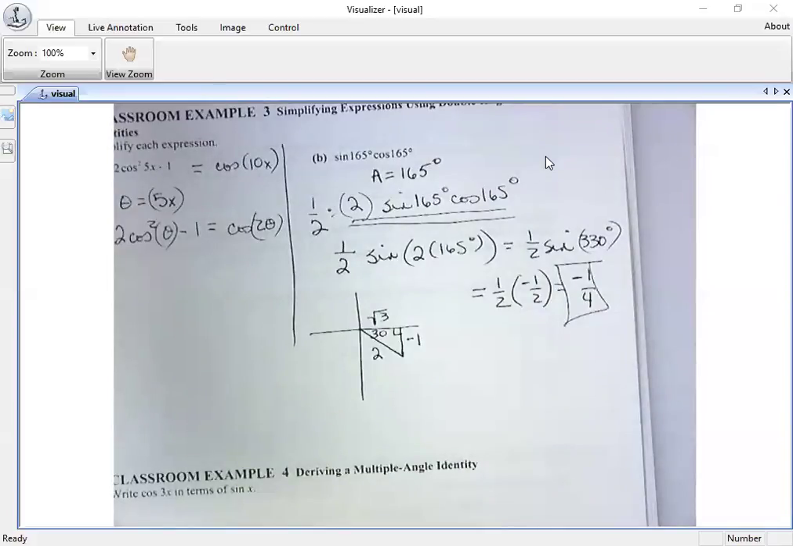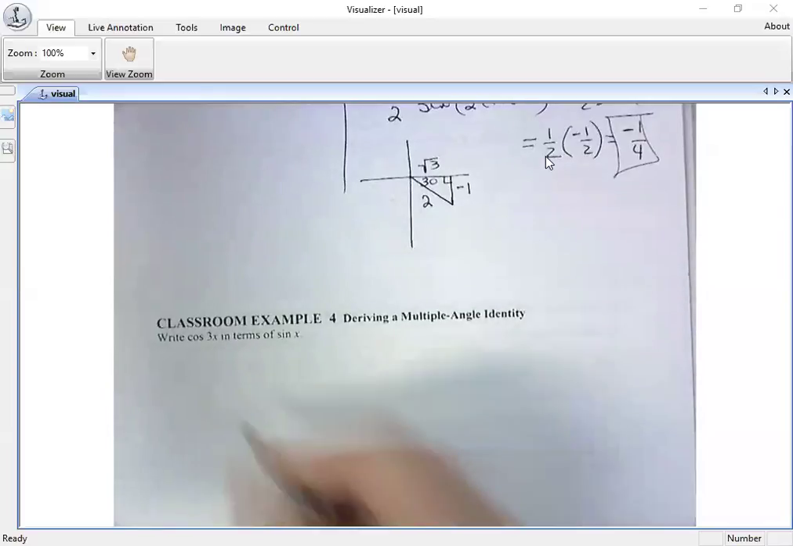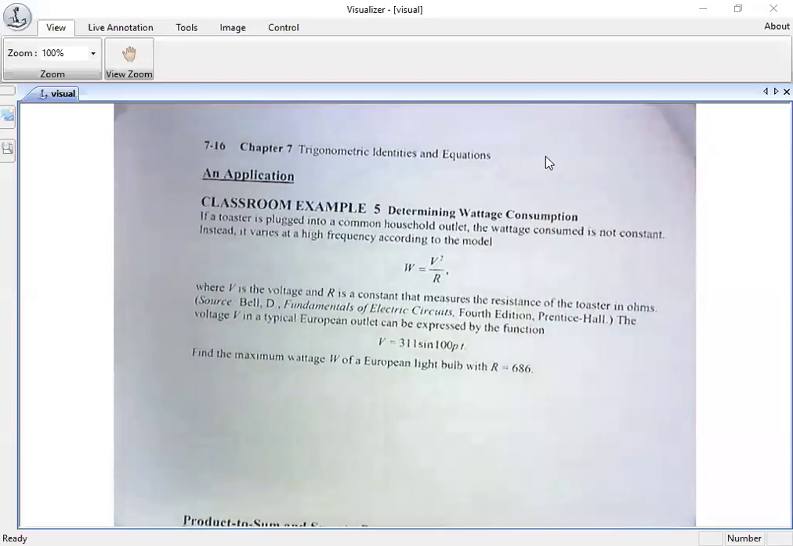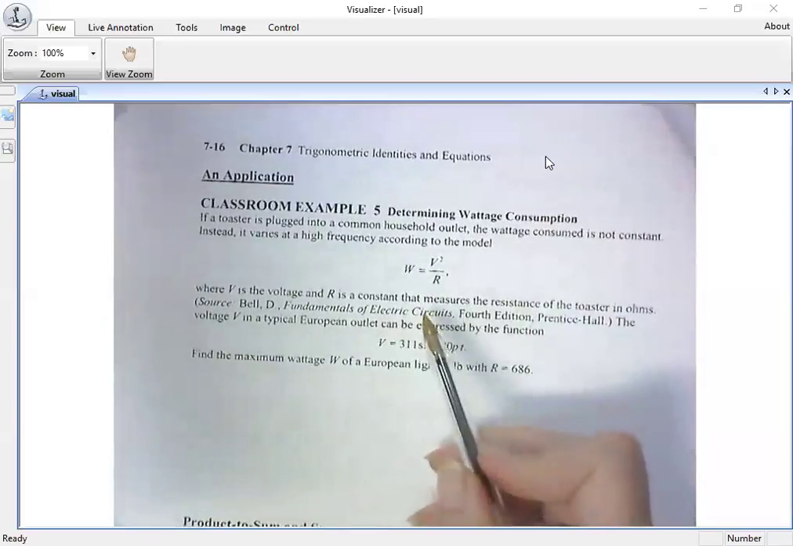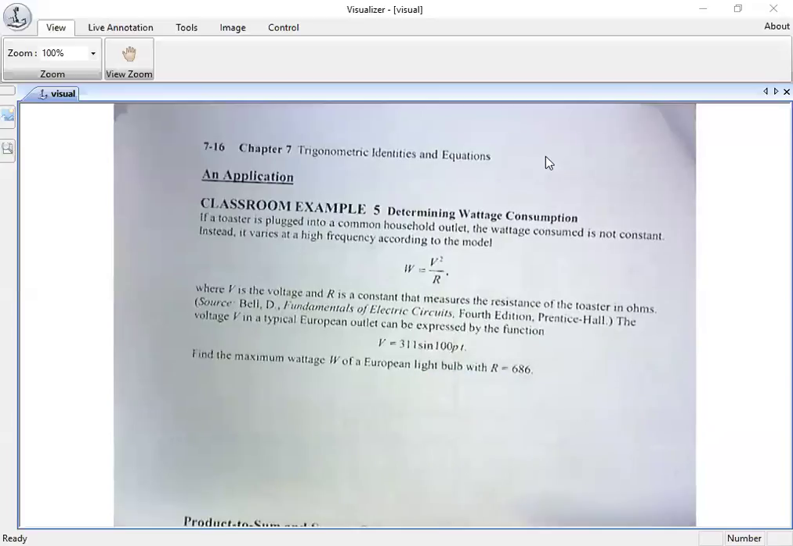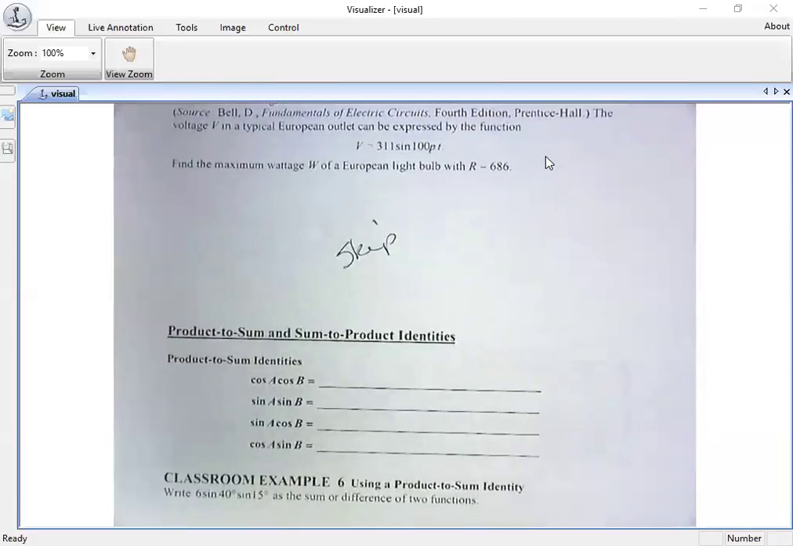Okay, the next one, because we're a little short on time, is actually deriving the identity. Those are a little challenging. We're going to skip it. Okay? So I'm just going to hit the things that I would say are the important things you need to know how to do. This is another example that talks about voltage. We could do it, but for the sake of time, let's skip it too, because we do need to make sure we cover all the different identities we're going to need.